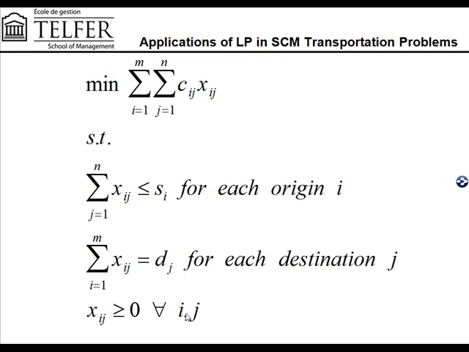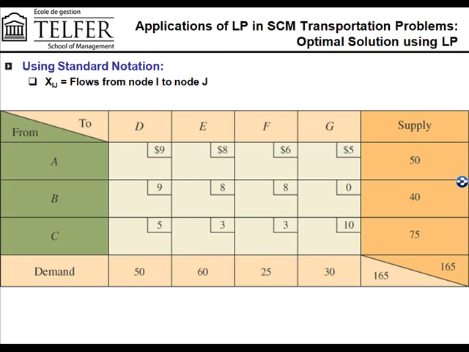Like I said, the inequalities might change a little bit, or there might be additional constraints depending on if we're talking about a more complex problem. So let's go back to our example, which I've shown you before. So this was the transportation grid that was given to you for that example.